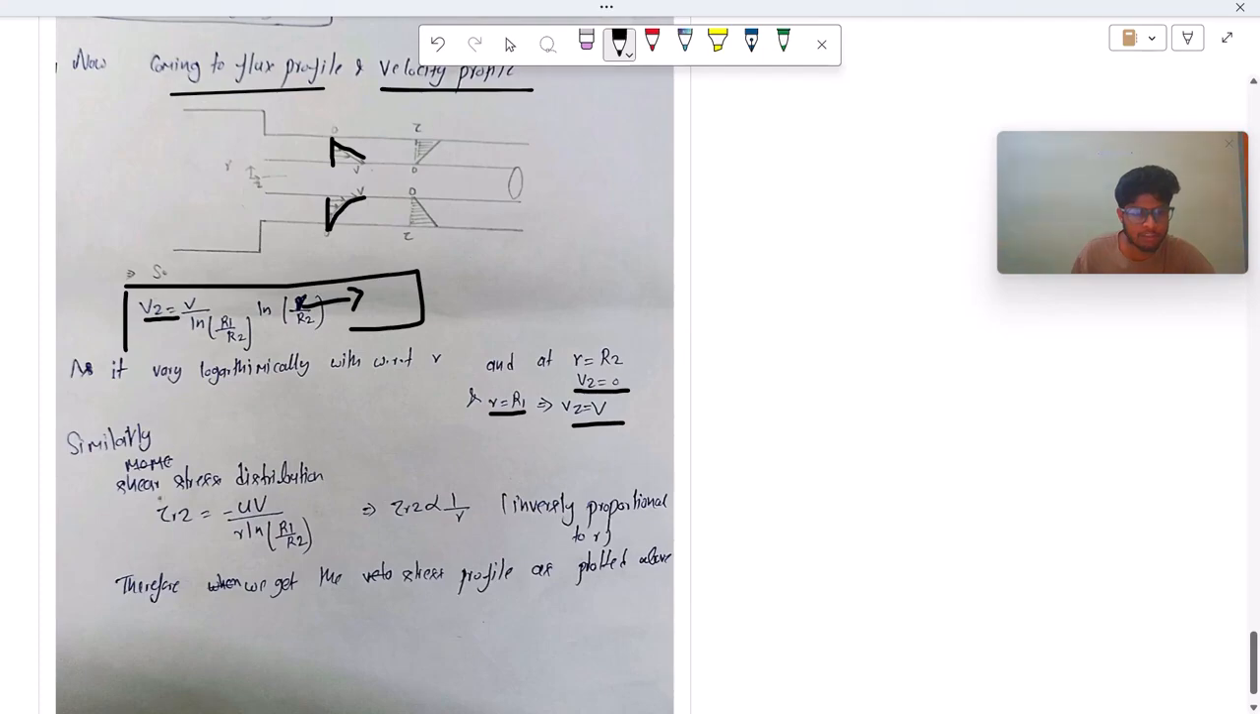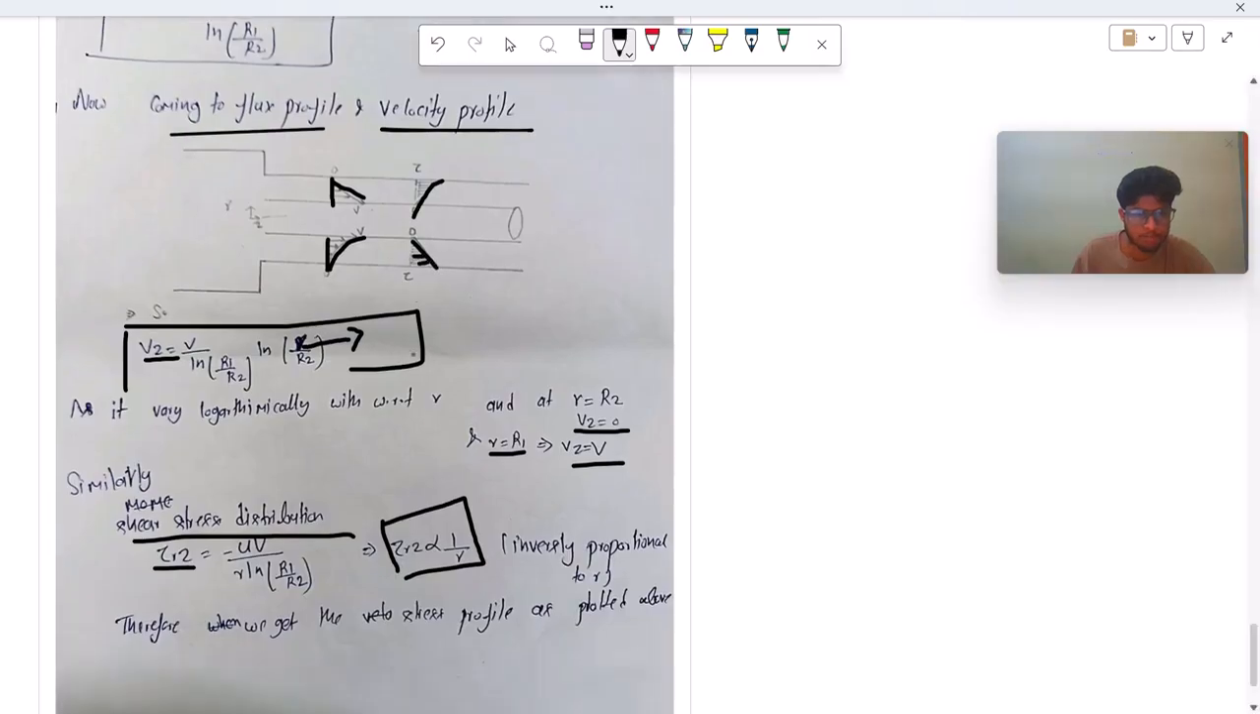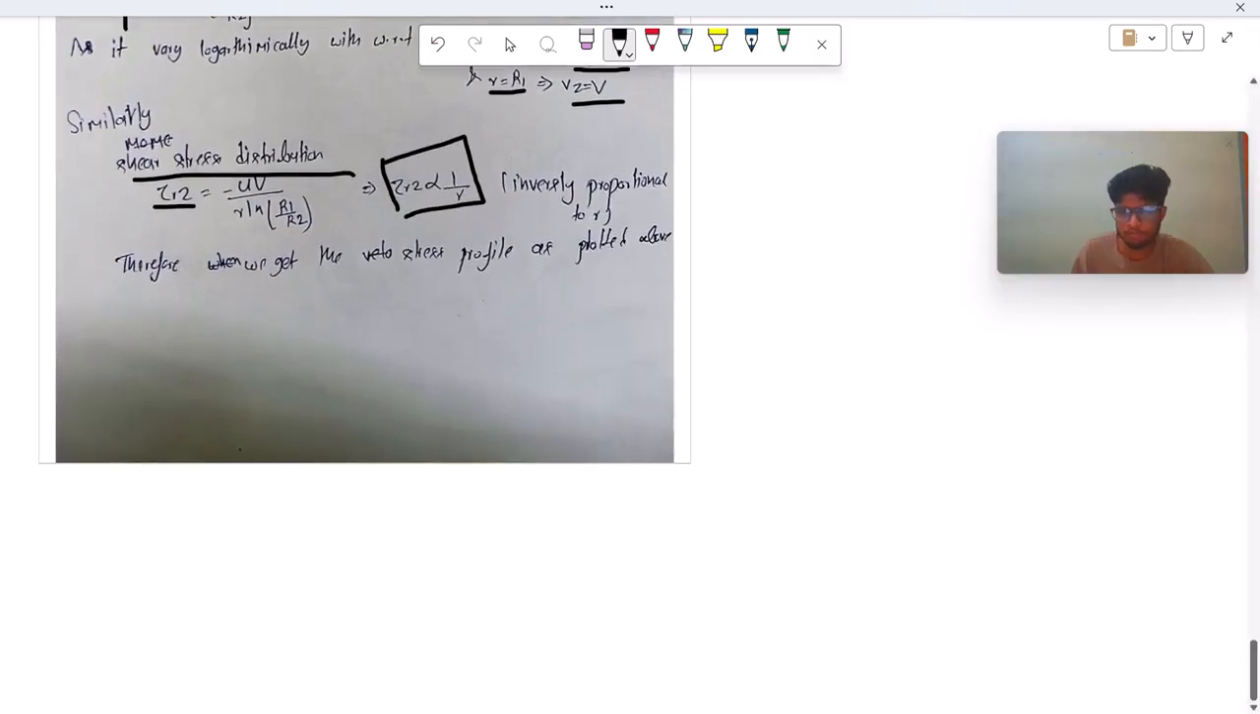And similarly for the shear stress distribution, we have tau rz equal to minus mu into b upon r ln r1 by r2. Here we see that our shear stress is inversely proportional to r, so we get the shear stress profile like this. So this is the question, and we have concluded.